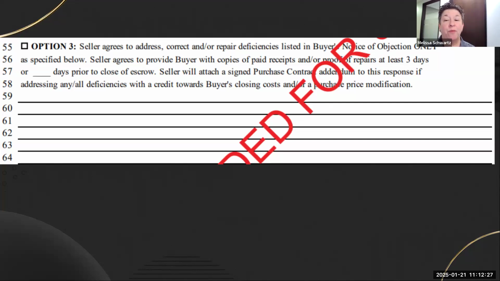so we'll attach a purchase contract addendum to this response, which we're not going to attach, I mean, will be separate. If any deficiencies with a credit towards buyer's closing costs or purchase price modification, right? You need the addendum to address those things, not the BINSR. Can you write it in whatever this form is called, due diligence form? Yes. But in order for that to go to title, it's got to be on a separate addendum.